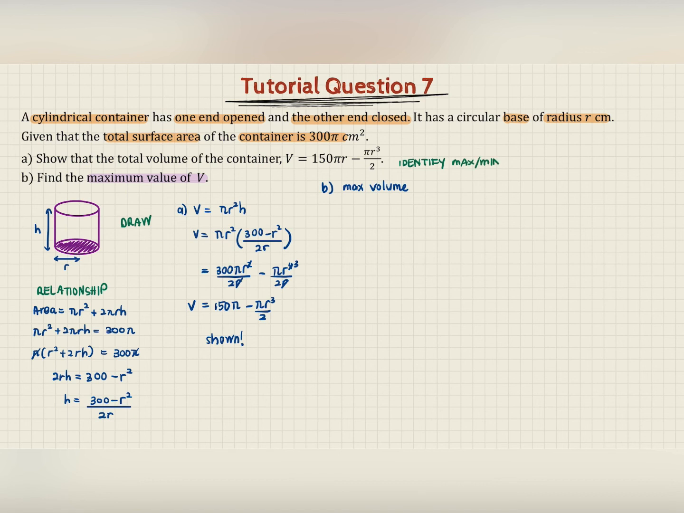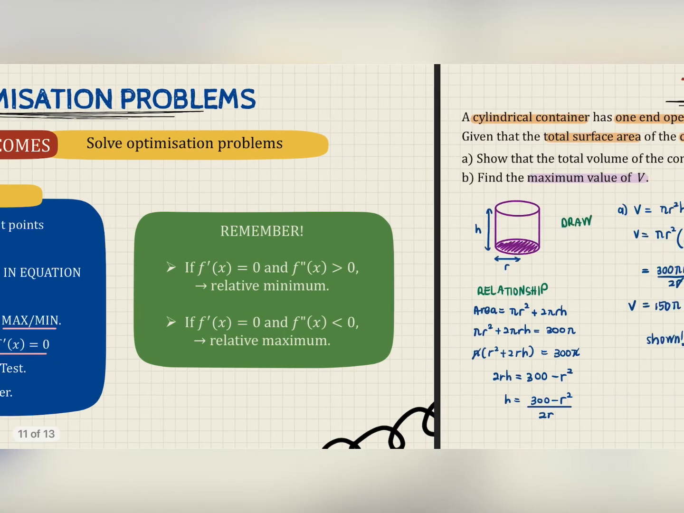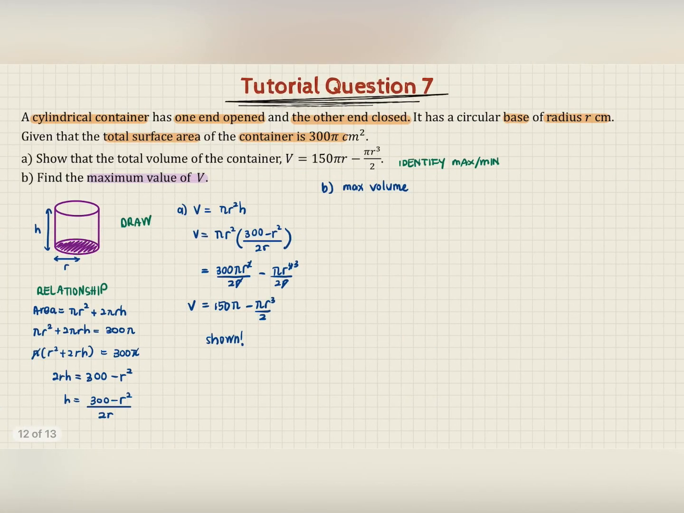Maximum ataupun minimum. Okay, so what will be the next part? Lepas kita dah tahu identify, kita akan differentiate, solve the first derivative test. Okay, so kat sini ini adalah volume kita. So kita akan differentiate with respect to r. So dV over dr is equals to 150 pi, tak ada r, dia adalah constant, so will be 0. Negative pi r cube, kita akan dapat negative 3 pi r squared over 2.